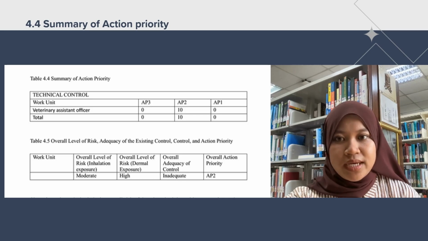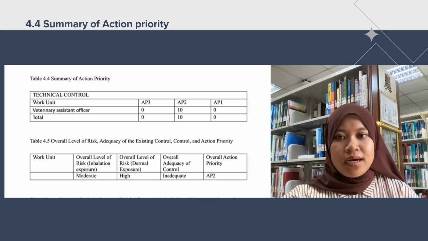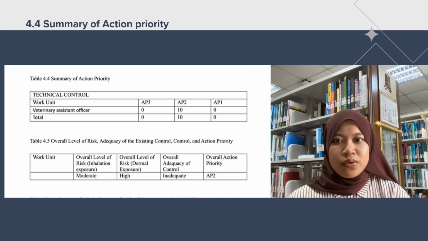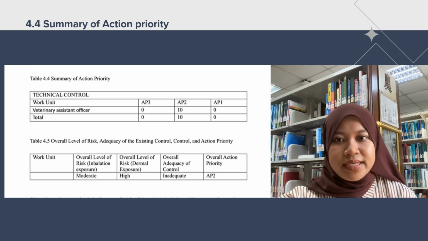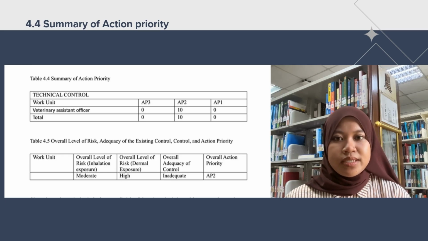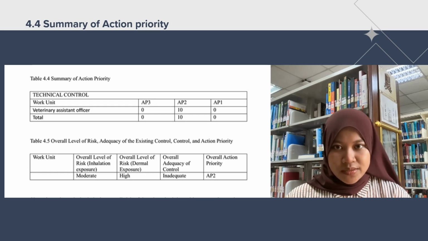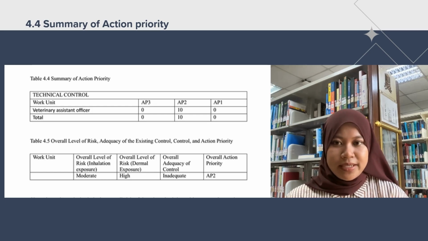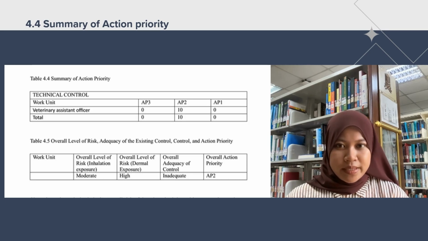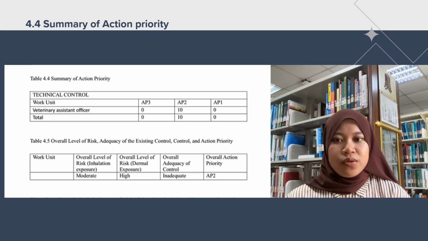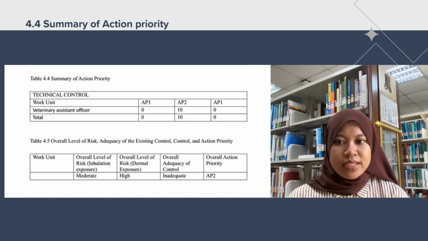Looking at our actual summary data, we found that we have 0 chemicals under AP1, which means we have no critical emergencies that require us to shut down any operation immediately. Instead, our findings show that we have 10 items marked as AP2, and this is where our primary focus must go. To conclude, we identified a moderate inhalation risk and a high dermal absorption risk. Our evaluation determined that the current control measures in the lab are inadequate to fully protect the lab staff.